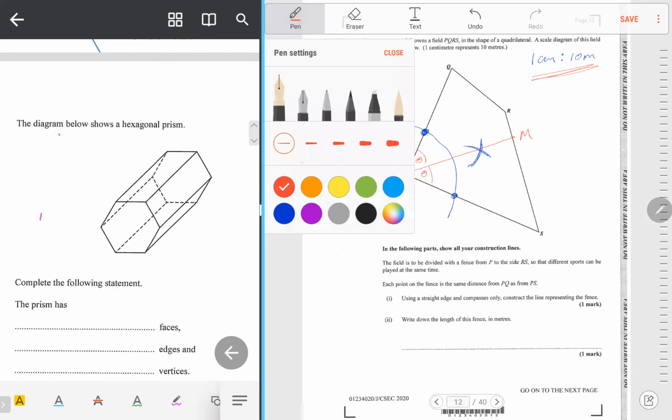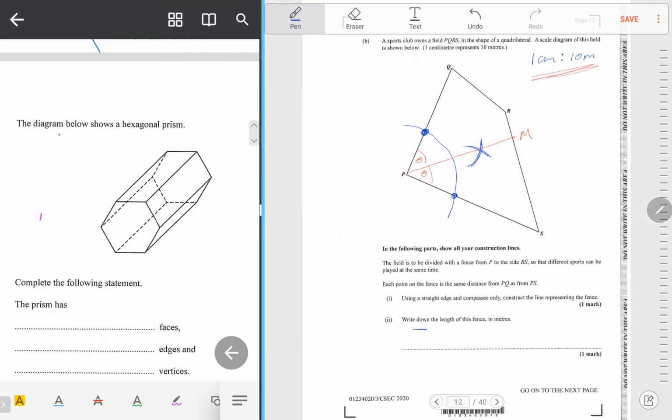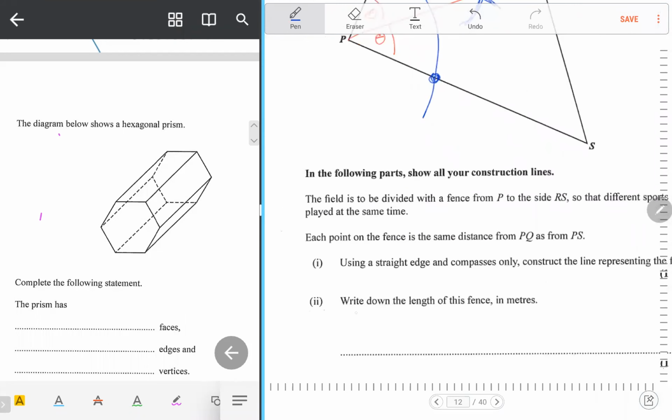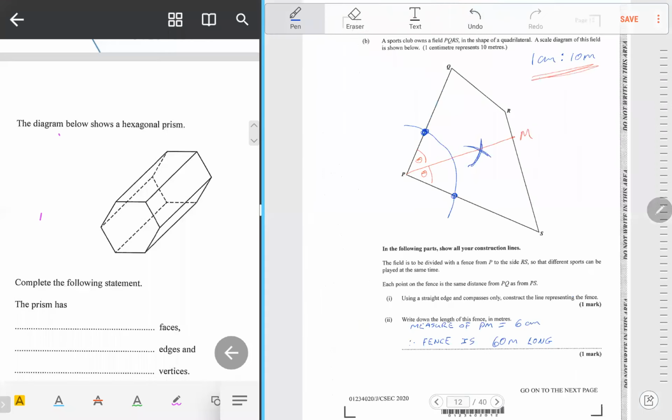So let's say you measure the line to the ruler. The measure of PM equals 6 centimeters, for example. Let's say it measures 6 centimeters. So it means that the fence is 60 meters long. Do you understand that? Because the scale of the map is 1 centimeter to 10 meters. So every centimeter is 10 meters.